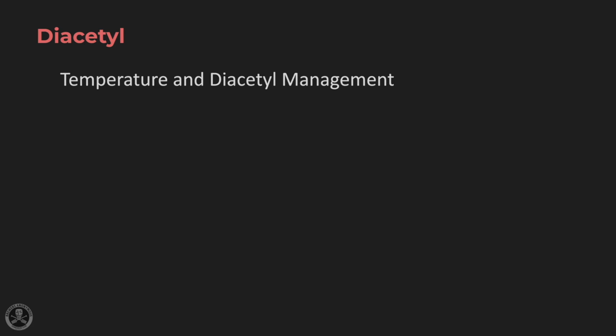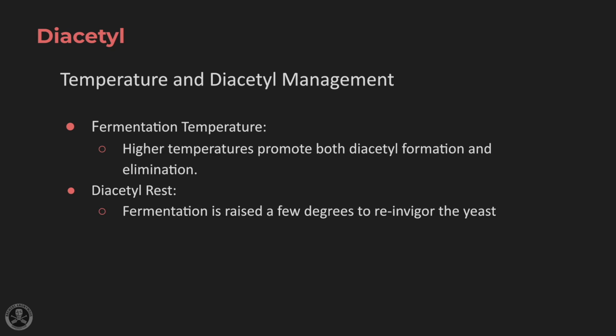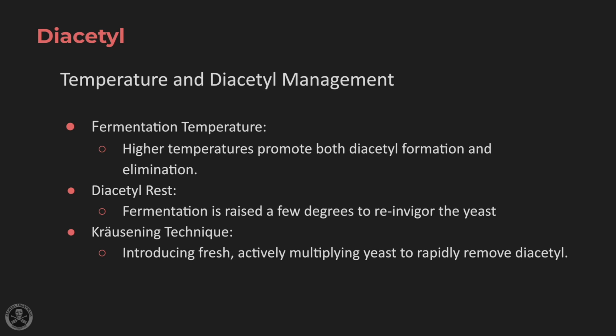We can attempt to manage the levels of diacetyl. First, through fermentation temperature. Higher temperatures help both produce diacetyl and its elimination. The elimination is done through a diacetyl rest. The fermentation temperature is raised in this step to reinvigorate the yeast and help promote the completion of the diacetyl conversion process. We also can incorporate krausening to manage diacetyl. This is where we add fresh, actively fermenting yeast to the beer to help quickly remove diacetyl.